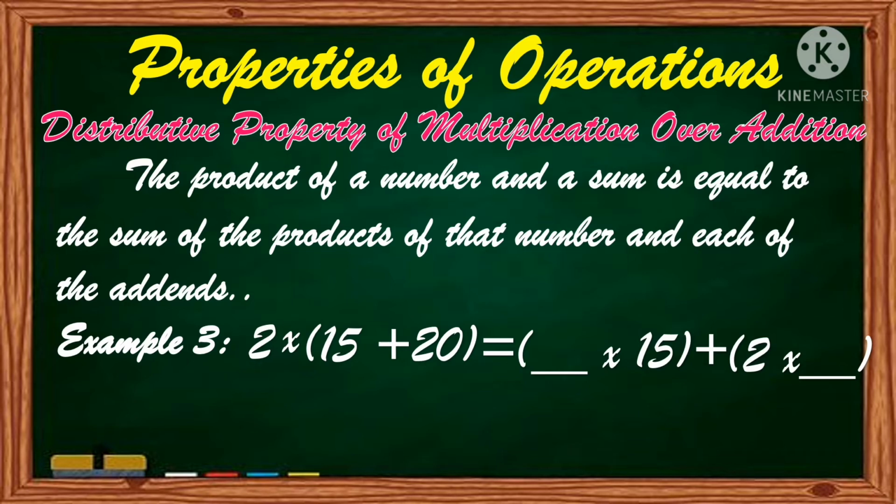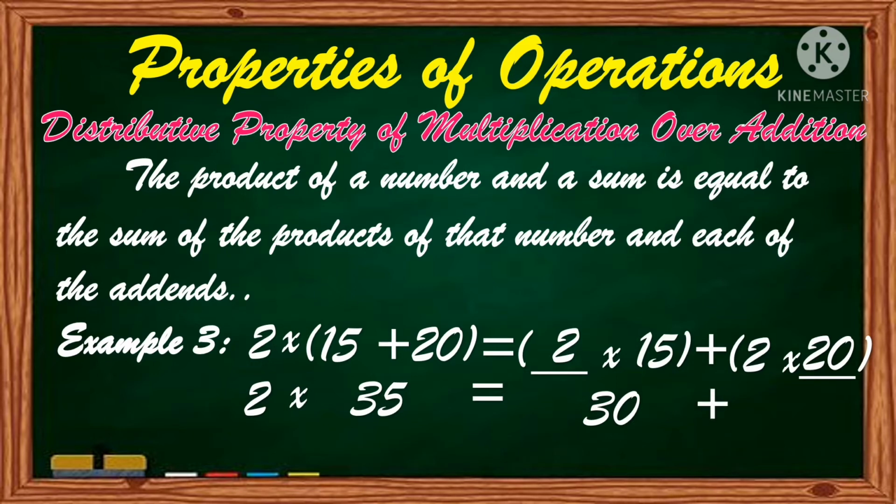Since we have 15 and we have 2 times blank, the missing numbers are 2 and 20. And let's do the process. 2 times (15 plus 20) is equal to 2 times 35, which is 70. 2 times 15 is equal to 30 plus 2 times 20 is equal to 40. 30 plus 40 is also 70 and they are equal.